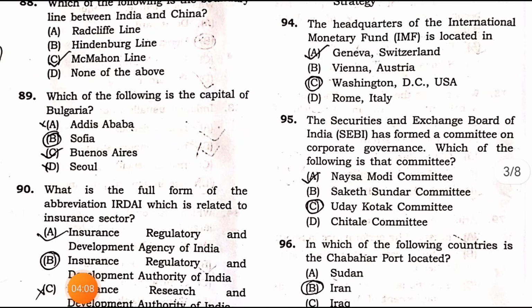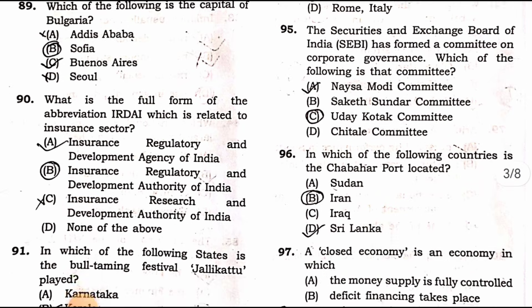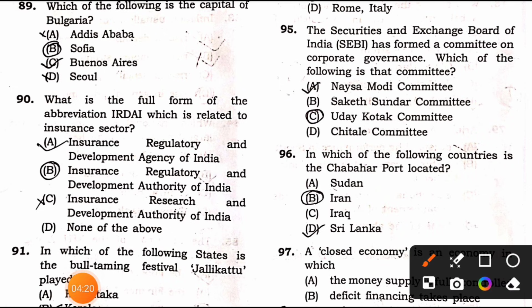The headquarters of the International Monetary Fund, IMF, is located in which city? The correct answer is C, Washington DC, USA. The Securities and Exchange Board of India (SEBI) has formed a committee on corporate governance. Which of the following is that committee? The correct answer is C, Uday Kotak Committee. In which of the following countries is the Chabahar port located? The correct answer is B, Iran.